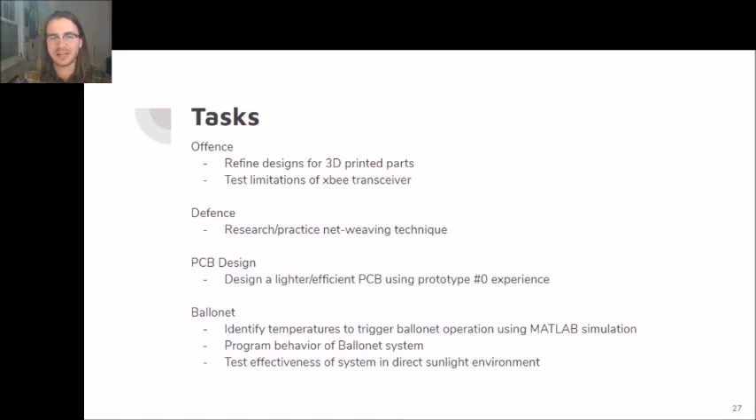And finally, the Balinet system. We're going to be using our MATLAB simulations to figure out exactly how much work it needs to do, program the behavior of the Balinet system, and last up is to see how well it works in direct sunlight in the presence of convection currents. Maybe we can recreate that indoors or in someone's house as best we can. In the future, we'll be able to test it in a worst case scenario like the engineering building atrium.